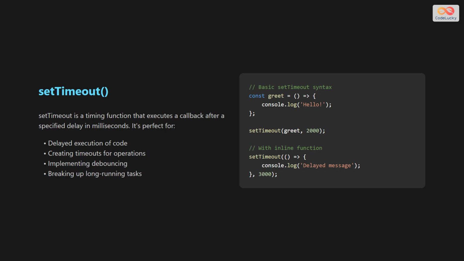For example, a greet function that logs hello is called using setTimeout with a delay of 2000 milliseconds. We can also use an inline function, like here, logging a delayed message after 3000 milliseconds.